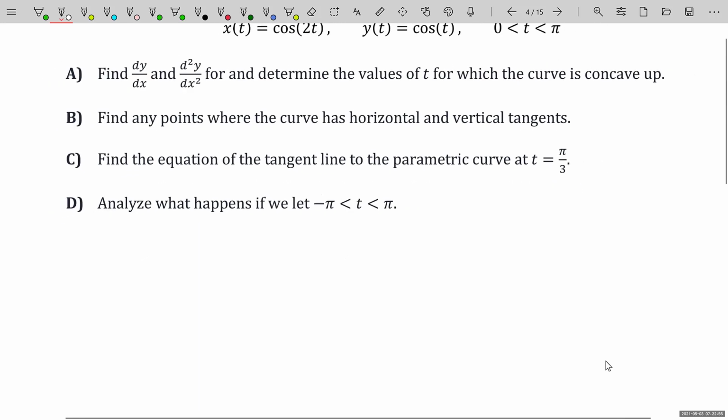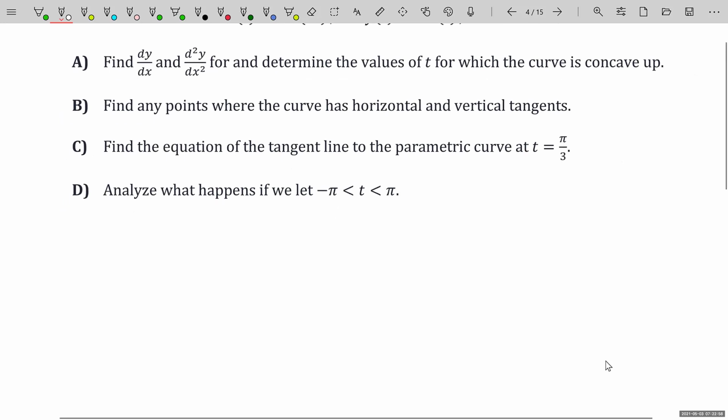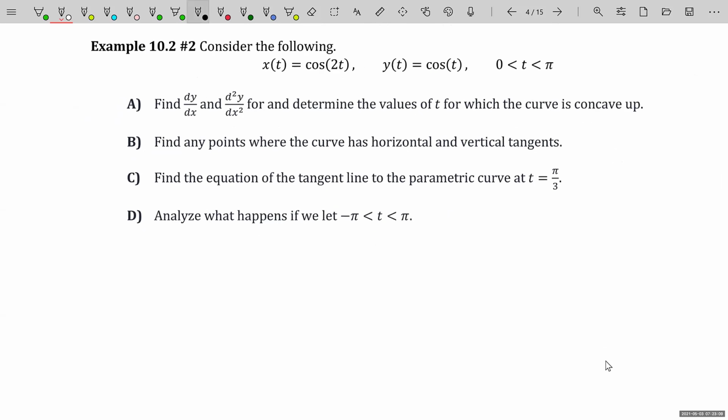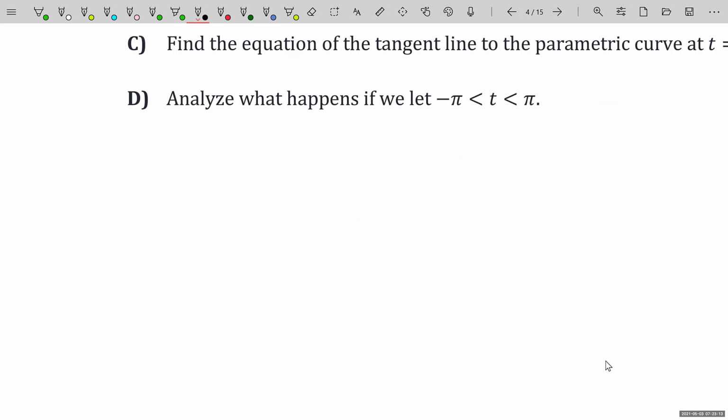So find dy dx, basically find the derivative of the function, and find the second derivative, and determine the values of time for which the curve is concave up. Very fast problem, so we're going to jump right into it. dy dx, again, is dy dt over dx dt.